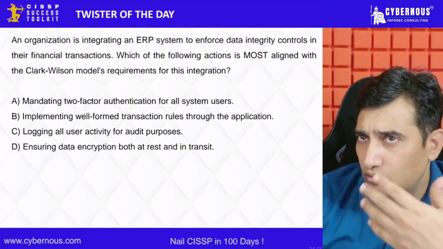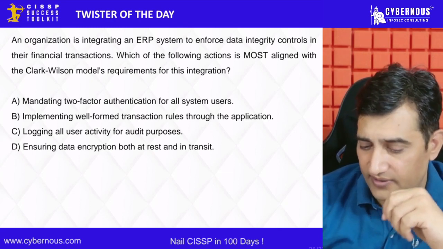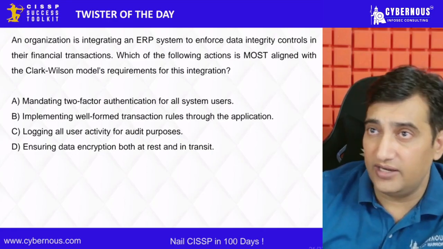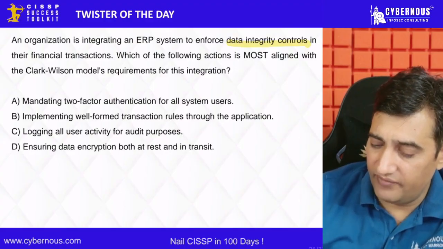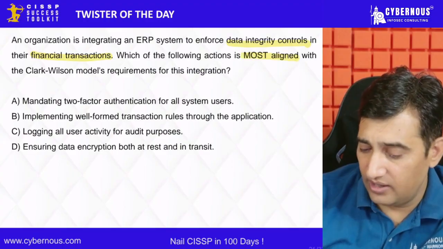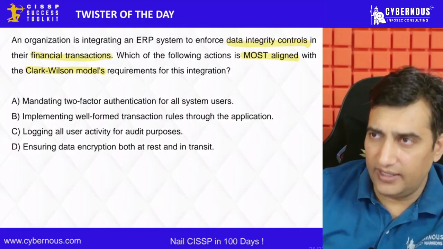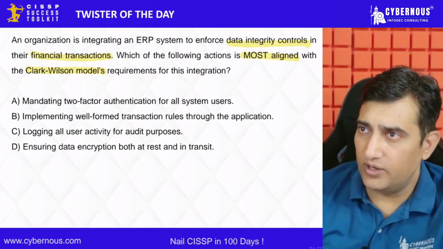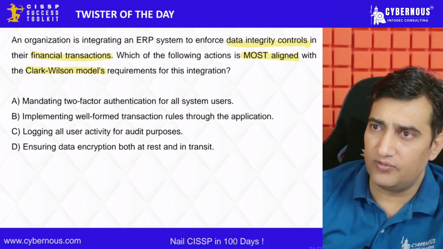So let's go through the question and try to find out what the keywords are. An organization is integrating an ERP system to enforce data integrity controls in their financial transactions. Which of the following actions is most aligned with the Clark-Wilson model requirement for the integration? I think it's very straightforward. If you have already gone through the Clark-Wilson model in domain number 3, you should not have any problem answering this question.